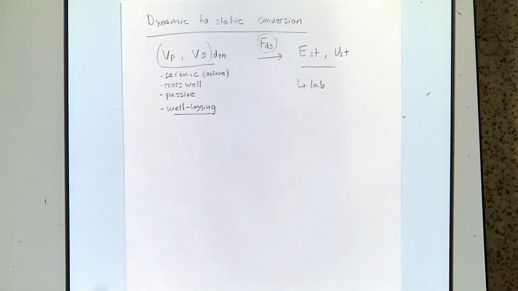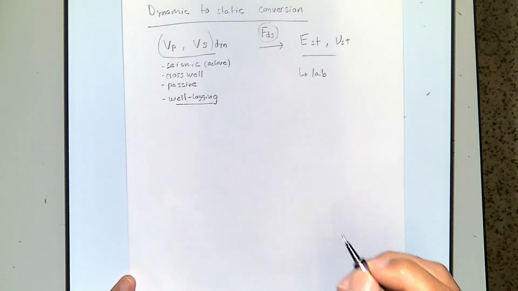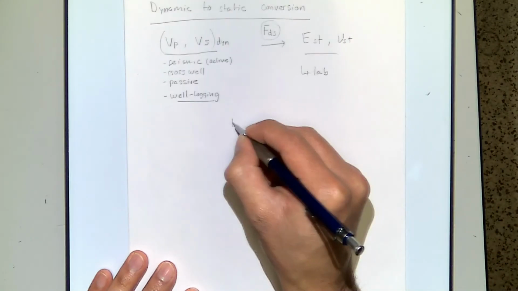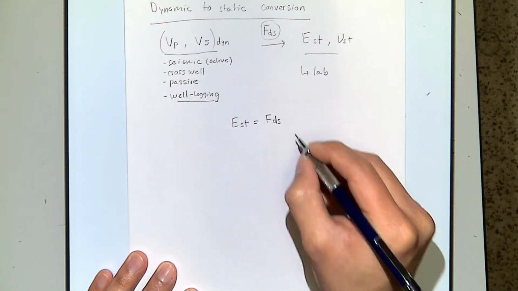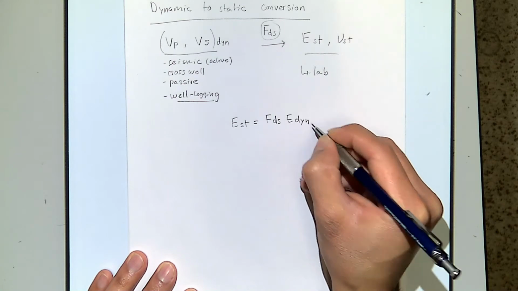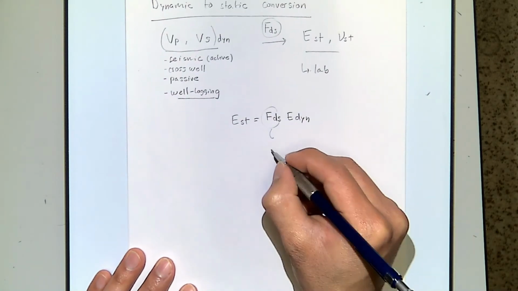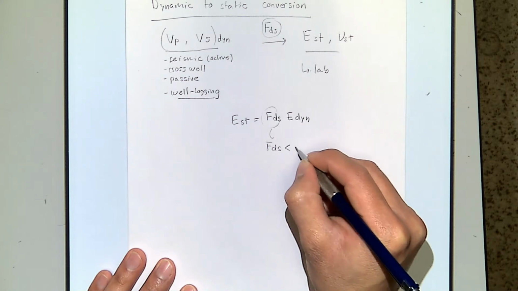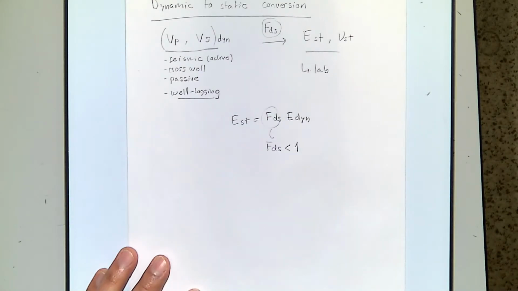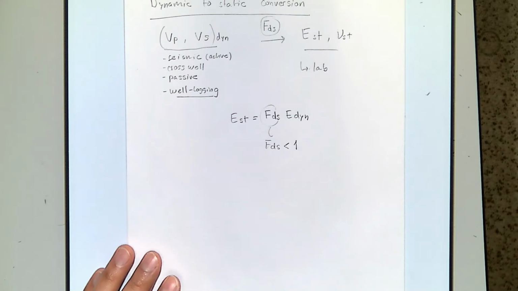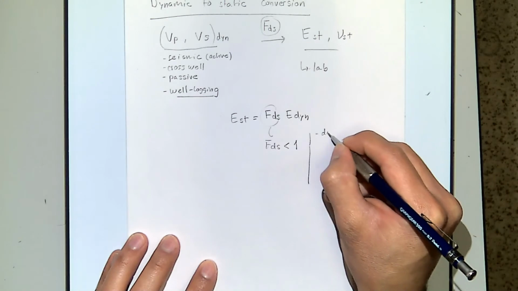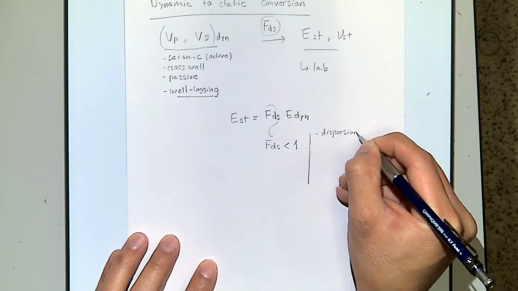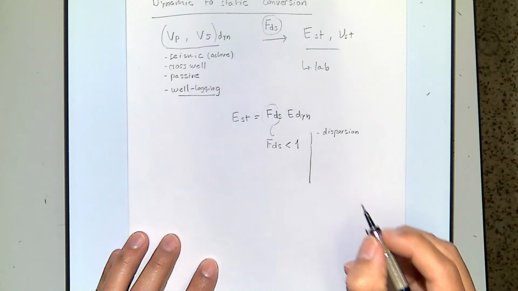a coefficient that links those two, where that coefficient is going to be always, if we write a very simple equation, for example, E static equal to F times E dynamic, this coefficient is going to be less than 1. So why is it less than 1? Again, there are many reasons for that. There is dispersion. I'm going to talk a little bit about this after I finish with this.